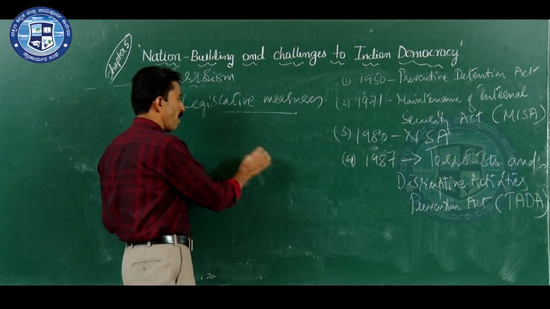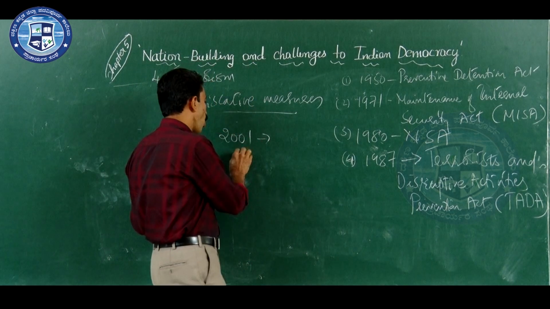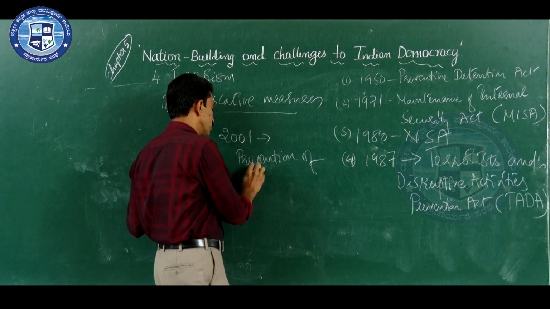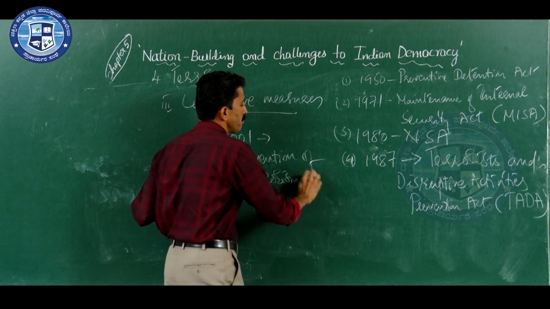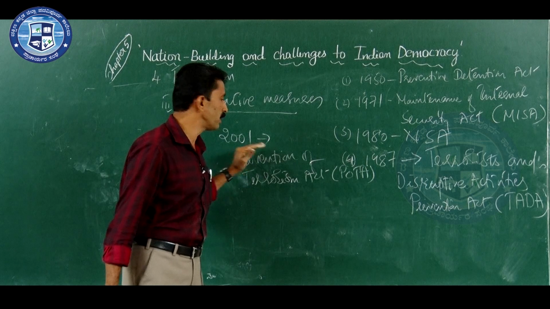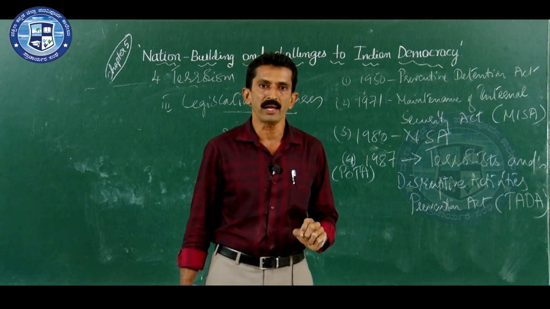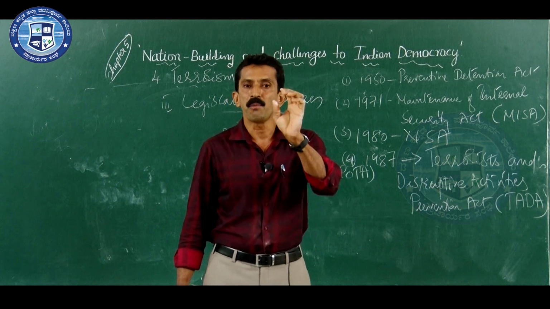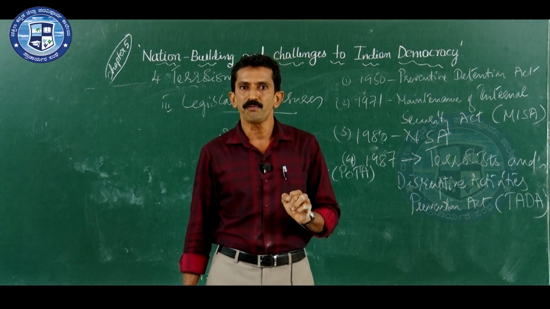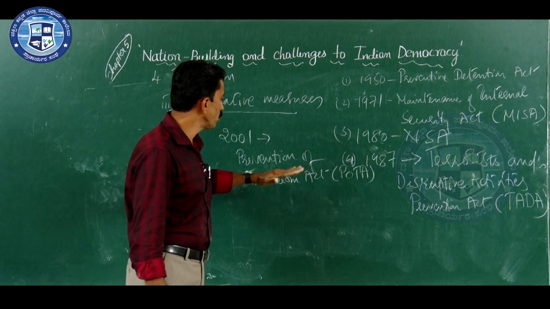And in 2001, one more act was made, the Prevention of Terrorism Act, which was famously called the POTA Act. It was made mainly after the Parliament attack. In December 2001, the Indian Parliament, what we consider the temple of democracy, was attacked by terrorists. So, afterwards the Parliament of India decided to make a strong law, and a POTA Act was made.